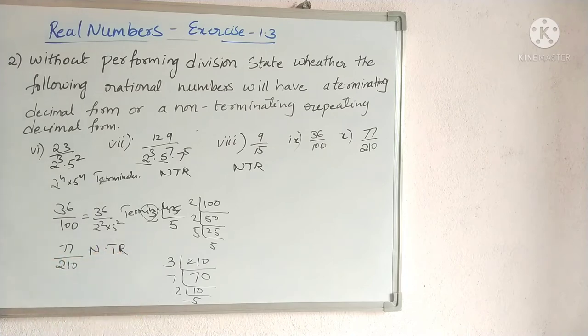So students, if it is terminating, the prime factors of the denominator must be in the form of 2 power n into 5 power m. Or simply, the prime factors of the denominator must be powers of 2s, or powers of 5s, or both powers of 2 and powers of 5. Okay.